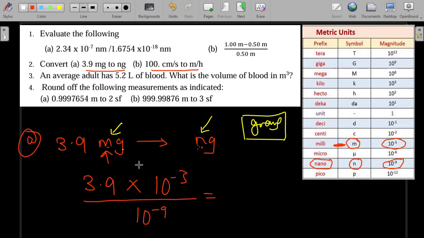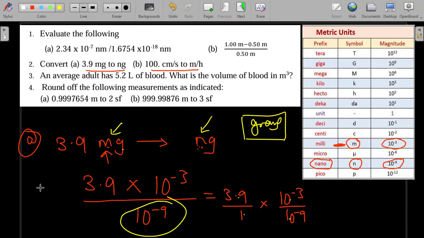Then I can write this as 3.9 over 1 multiplied by 10 to the power minus 3 over 10 to the power minus 9. This is the same because when I multiply this by this, I get whatever is on top, and 1 multiplied by this, I just get what is down there. So I'll still remain with 3.9, and then I say times 10 to the power minus 3 over 10 to the power minus 9.